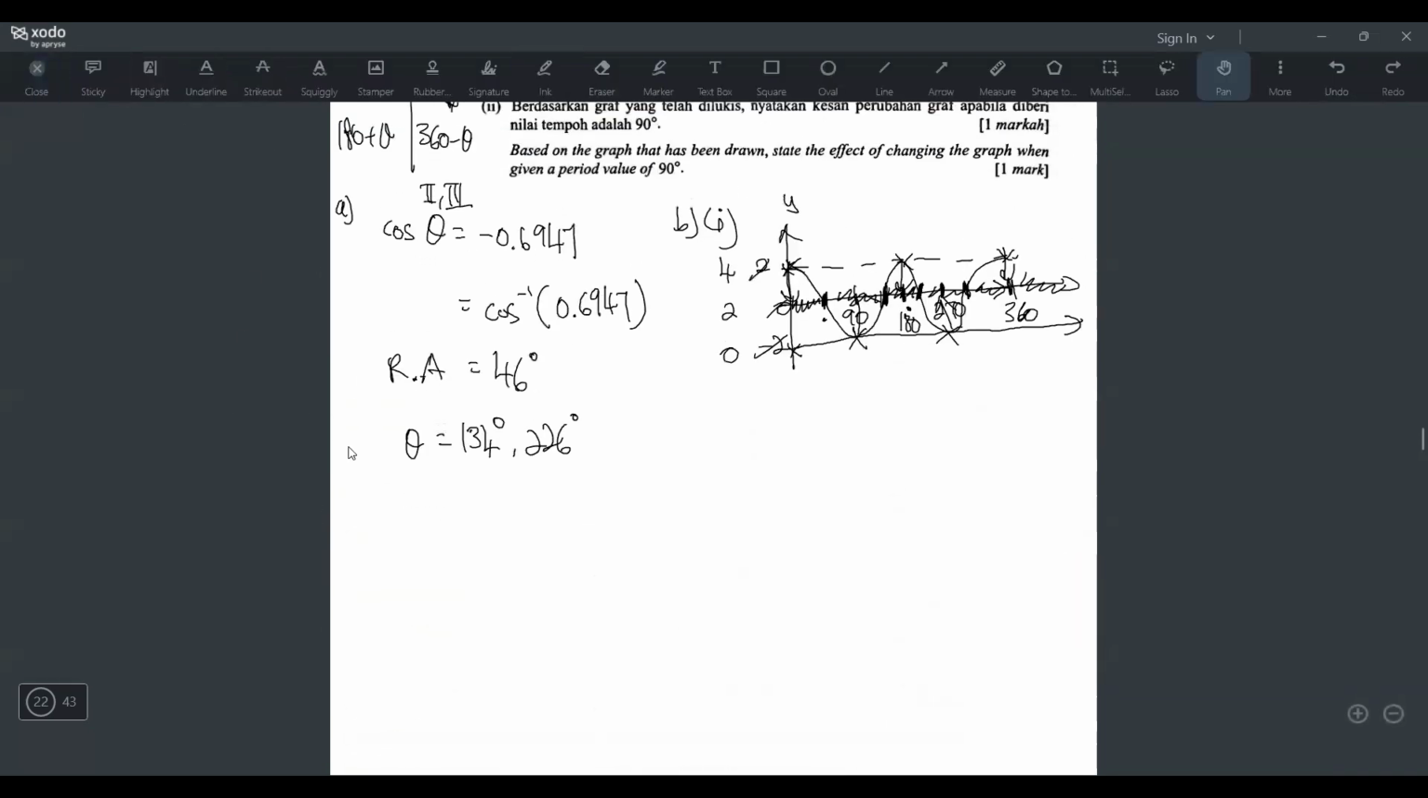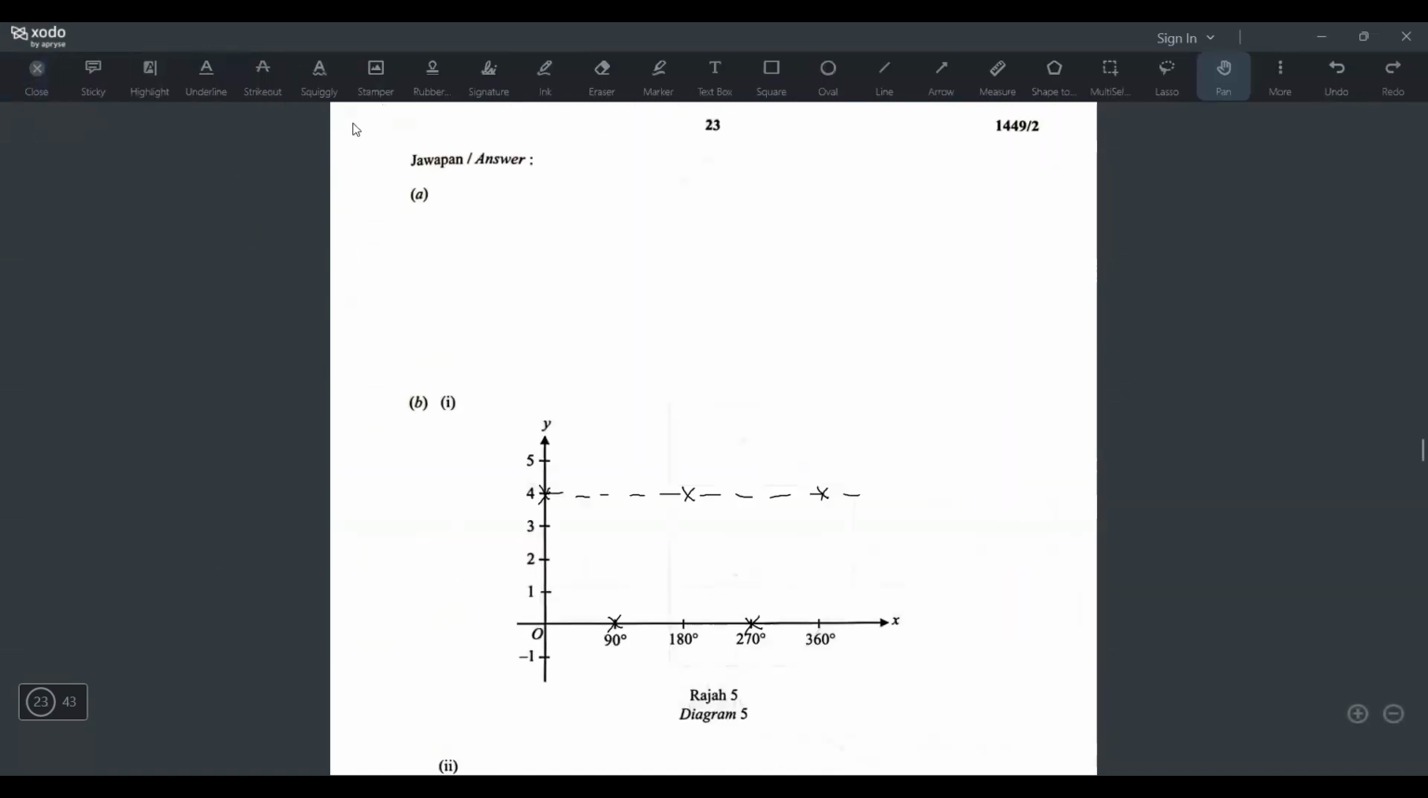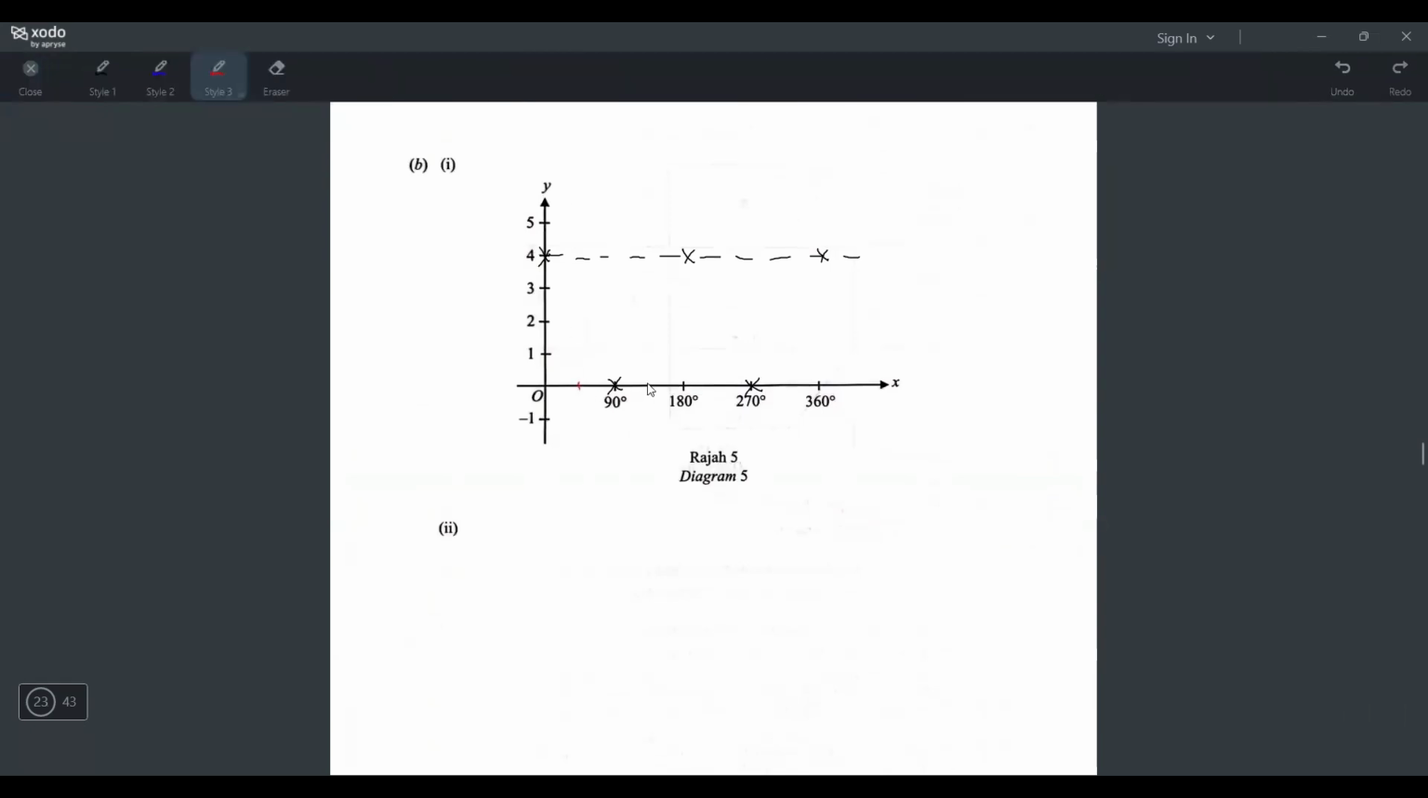And then the rest is when y equals 2. So when y equals 2, there are 4 points. The first point is here, the second point is here, here, and here. And I already told you where these are. It will be exactly in the middle of 0 and 90, which is 45. So it's at 45, 135, 225, 315. So when y equals 2, this one is 45, this one is 135, this one is 225, this one is 315.